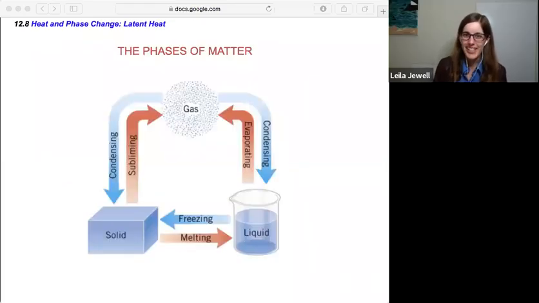Section 12.8, heat and phase change, latent heat. So if we want to talk about phase change, it helps to highlight the different phases of matter. There are three basic phases: gas, liquid, and solid. And more often than not, we switch between gas and liquid and solid.